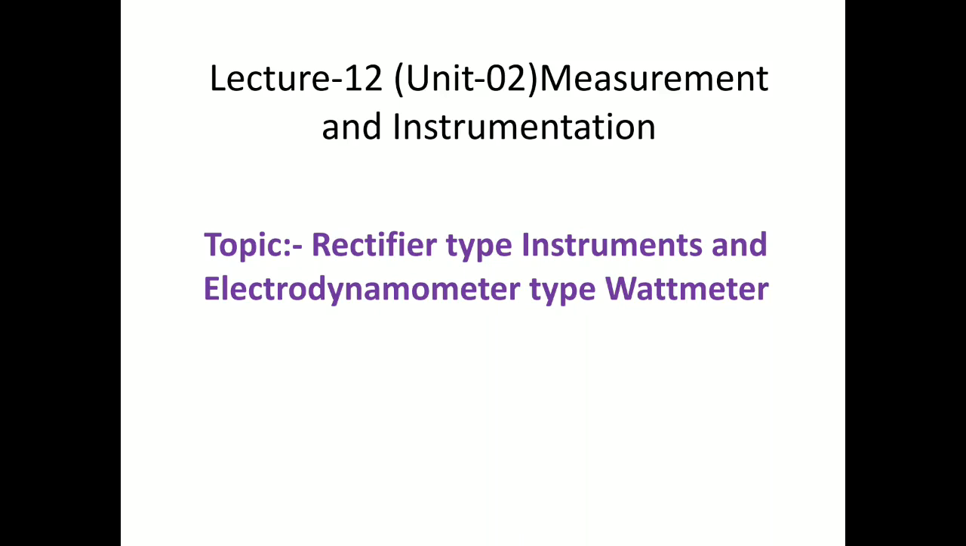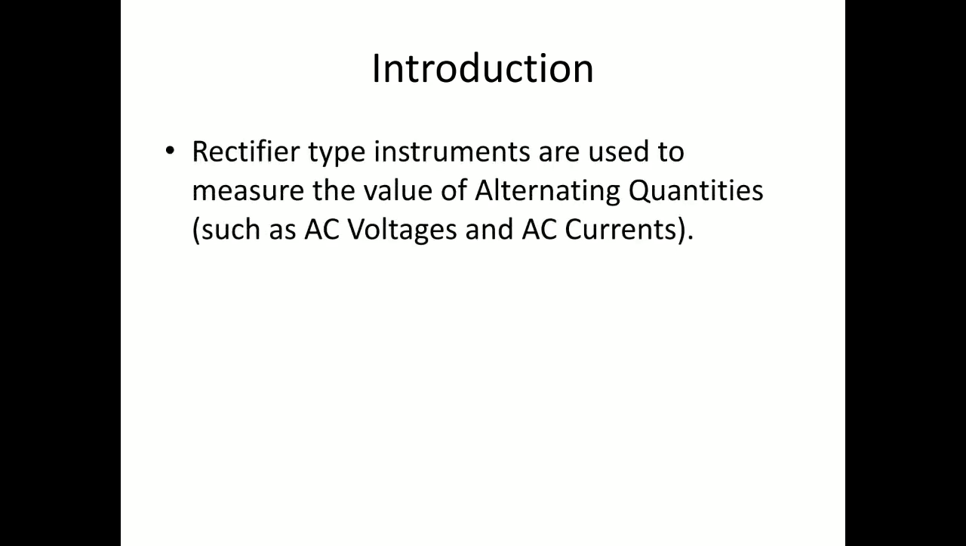Good morning to all. In this lecture, we are going to study the concept of rectifier type instrument and electrodynamometer type wattmeter. So first, we will discuss the concept of rectifier type instrument. So what is rectifier type instrument? These type of instruments are used for the measurement of AC quantity. It may be voltage or it may be current.